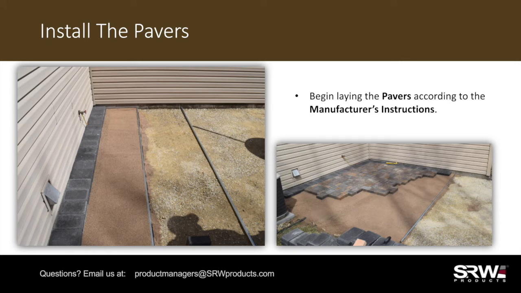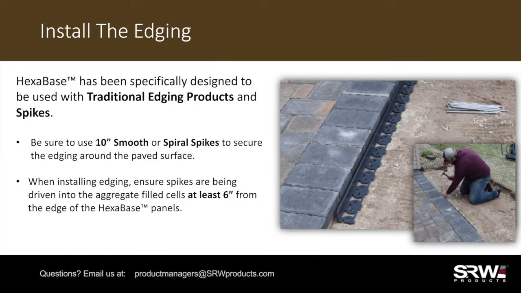Begin laying out the pavers in the desired pattern and configuration directly on the bedding sand, following the pavers manufacturer's recommendations. The HexaBase system has been specifically designed to be used with traditional edging products and spikes. On this project, we used our standard SRW Products Universal Paver Rail. Be sure to use at least 10-inch smooth or spiral spikes to secure the edging around the paved surface.